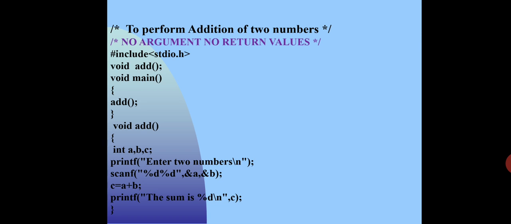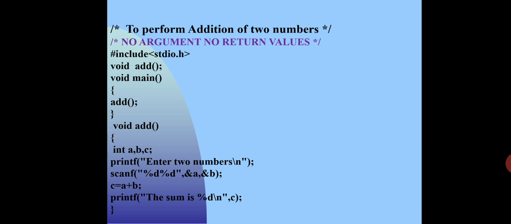So there is no need to return any value because the addition is taking place in the function itself and the sum is printed there itself. So there is no need to return that value. That's why it is given as void add, because it is returning nothing.